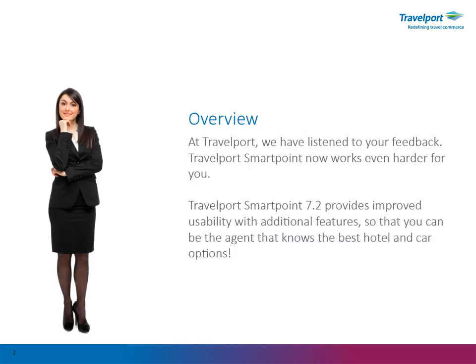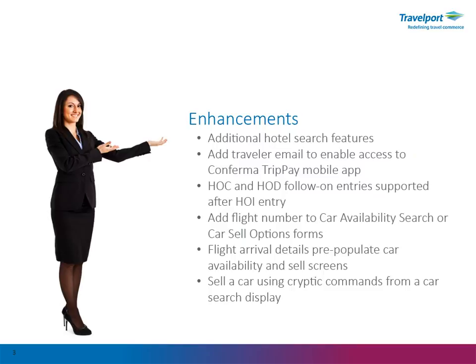Travelport SmartPoint 7.2 provides improved usability with additional features so that you can be the agent that knows the best hotel and car options. The redesigned hotel search screen enables you to add additional search qualifiers. Updates to Confirma functionality enable travelers to register and use the new Confirma TripPay mobile application.